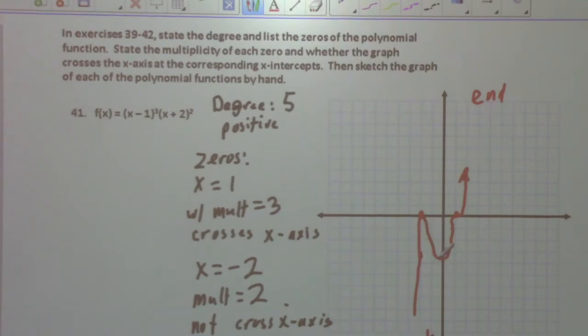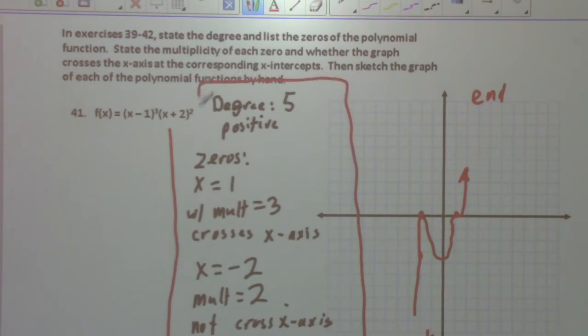If you graph this in a calculator, you'll see something that looks like that. Is it going to look exactly like that? No, not exactly. Did anybody graph that in the calculator? If you did, you would have seen it, right? I like graphing these things in the calculator because it verifies our analysis. Degree 5. I'm going to leave this up here. Okay, so that would be number 41.